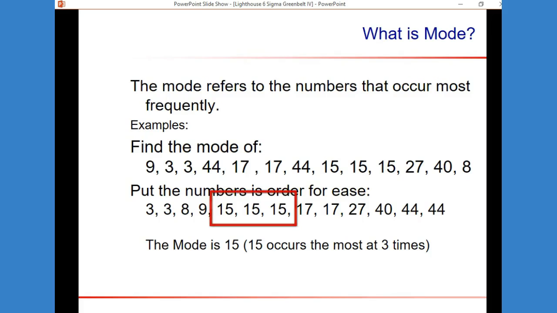And then I've got mode, which is my most often. So I have a range of numbers. I put them in order just to make it a little easier. And out of all of those numbers, which one shows up most often? So I got 3 15s that popped in there. So 15 is my mode just because it happened most often.